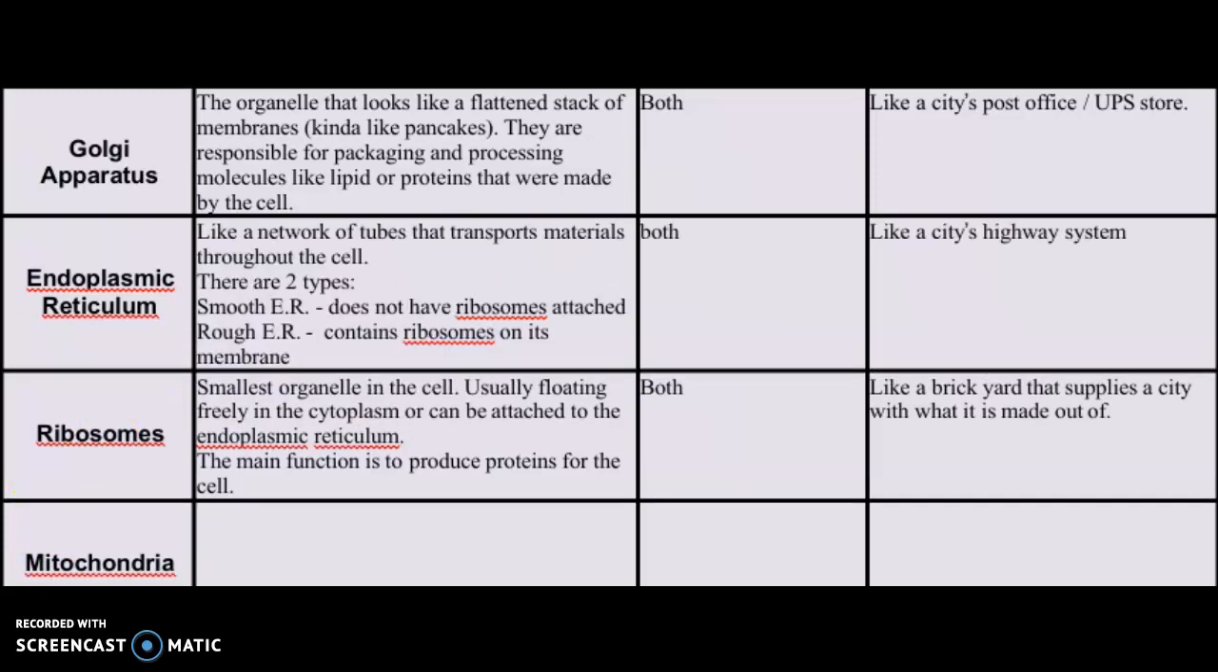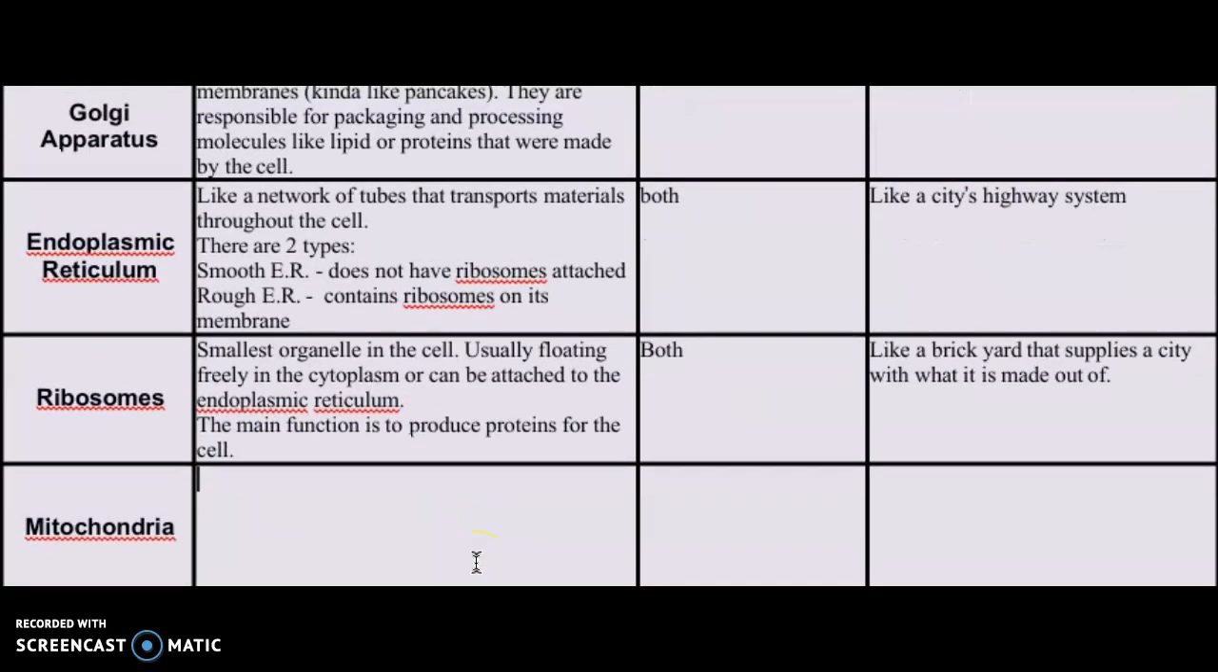And finally, we have what we call the mitochondria. Now, the mitochondria is also known as the powerhouse of the cell. Just by thinking that it's a powerhouse, we can imagine that it provides the cell with a lot of usable energy. And how the mitochondria does that is by breaking down various sugar molecules to release the usable energy. Again, it is found in both plants and animals.